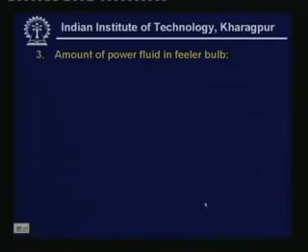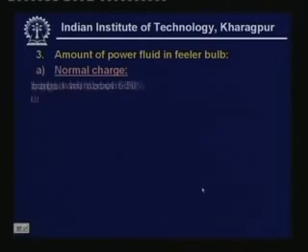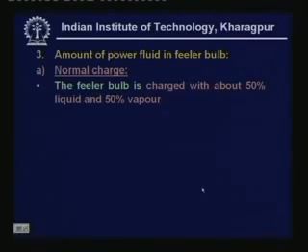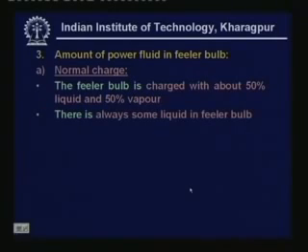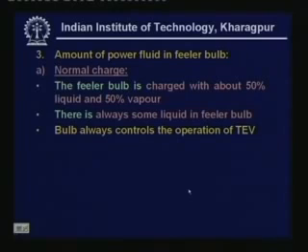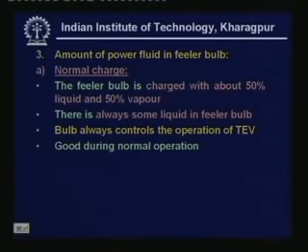Now the third variation is possible depending upon the amount of power fluid present in the feeler bulb. Based on this, you can have a thermostatic expansion valve with what is known as a normal charge. What do we mean by normal charge? Normal charge means the feeler bulb is charged with about 50% liquid and 50% vapor. So when you have this kind of normal charge, there is always some liquid in the feeler bulb. Once there is some liquid in the feeler bulb, you will always find that the bulb controls the operation of the thermostatic expansion valve.